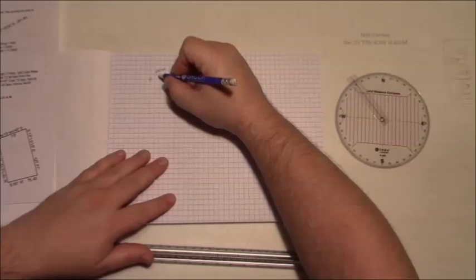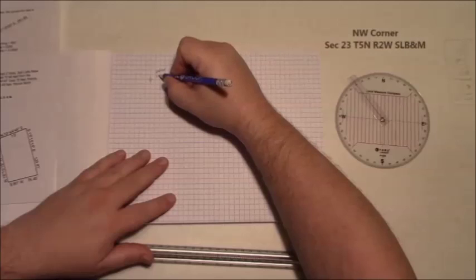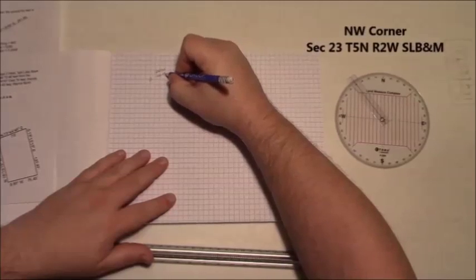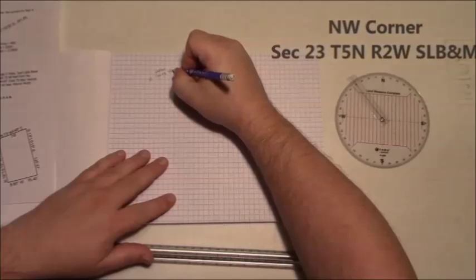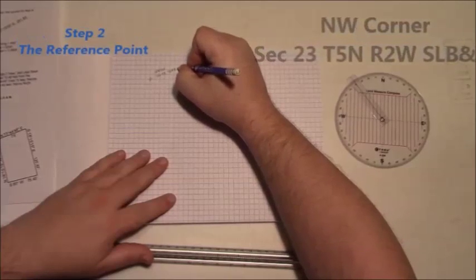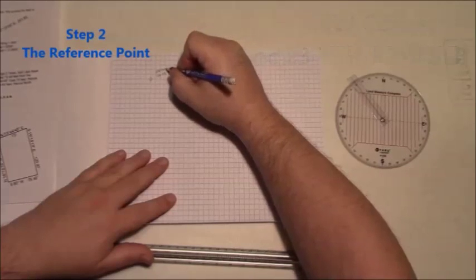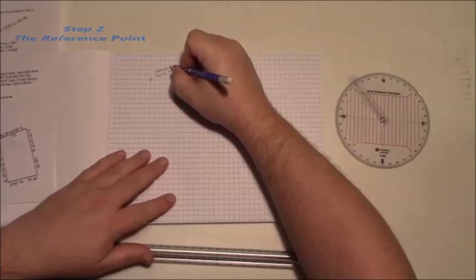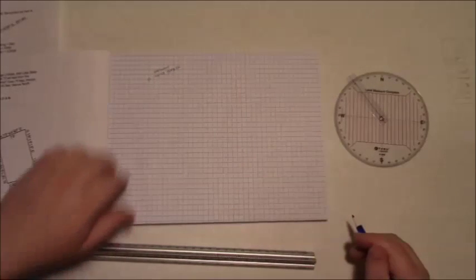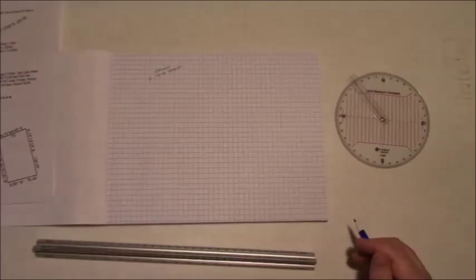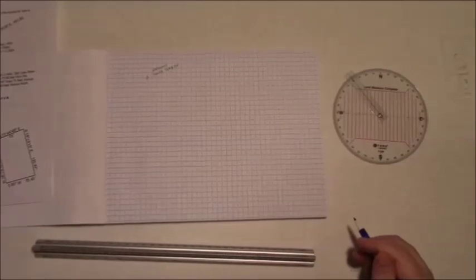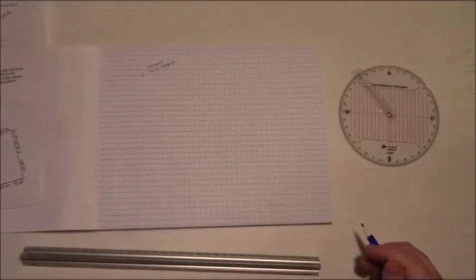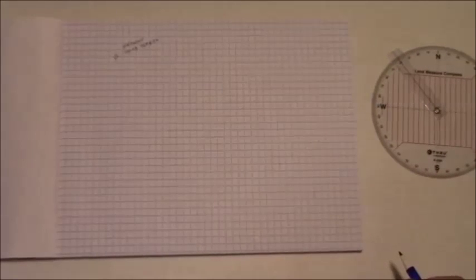The northwest corner of section 23, Township 5 North, Range 2 West. So we're going to take that. You know what? Let's zoom in a little bit. Let's see if we can do that. There we go.